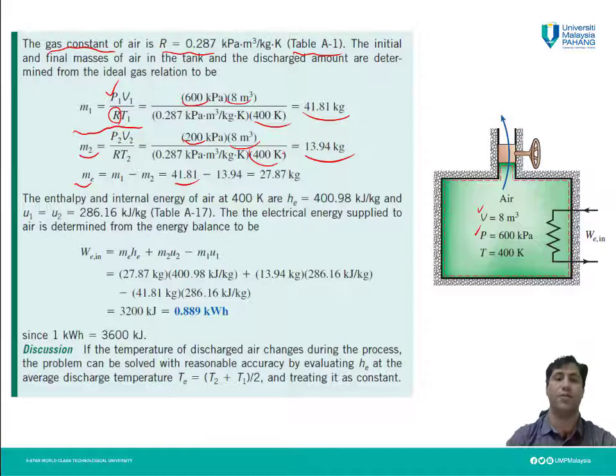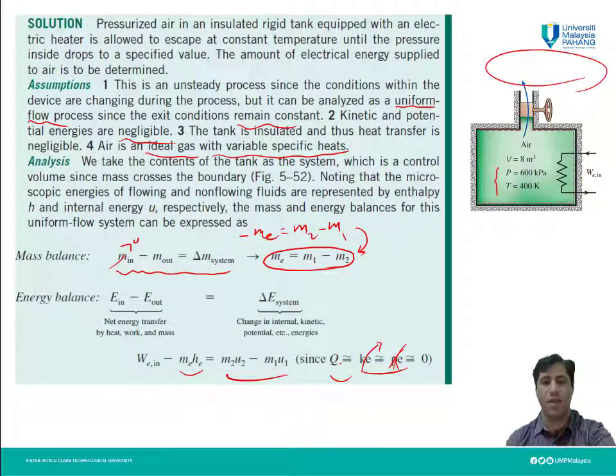M1 is 41.81 kilogram. M2, or final air inside the tank, is 13.94 kilogram. So the total gas which escaped from this rigid tank during that discharging process is 27.87 kilogram. So we have all of this information, M1, M2, and ME, to be used in this equation. Now we need to find HE, U2, and U1.